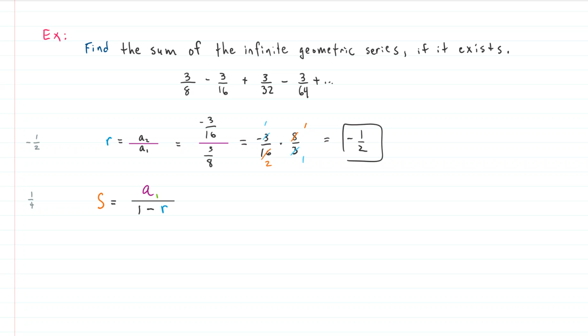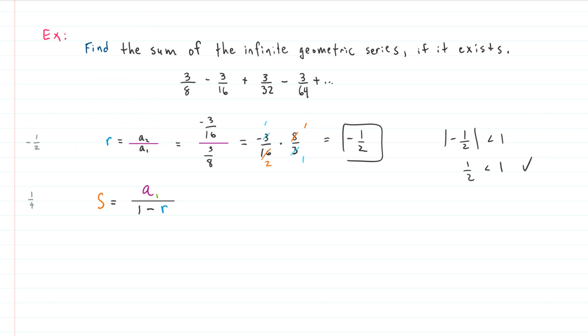And since the absolute value of negative 1/2 is less than 1, because the absolute value of negative 1/2 is just 1/2, and 1/2 is less than 1, this series converges, and we can find the sum by using our formula.